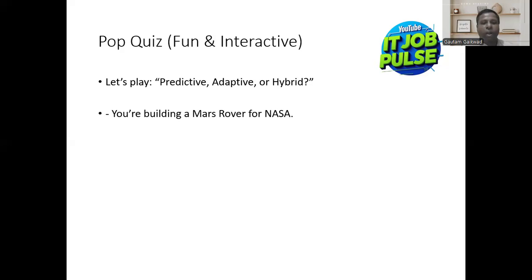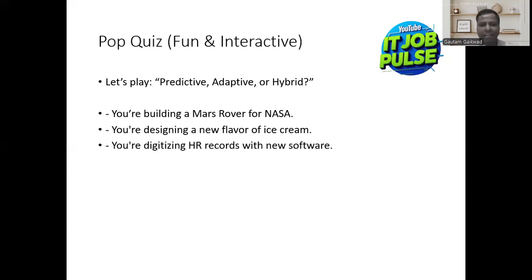First, you are building a Mars rover for NASA. Can you please comment: is it predictive, adaptive, or hybrid? You got it right, it's predictive. Next one: you are designing a new flavor of ice cream. This one is tricky. You can compare with the baking of cake example we have given. Again, you guessed it right, it's adaptive. And the third one, we all know the answer: you are digitizing HR records with new software. It will definitely come into hybrid.